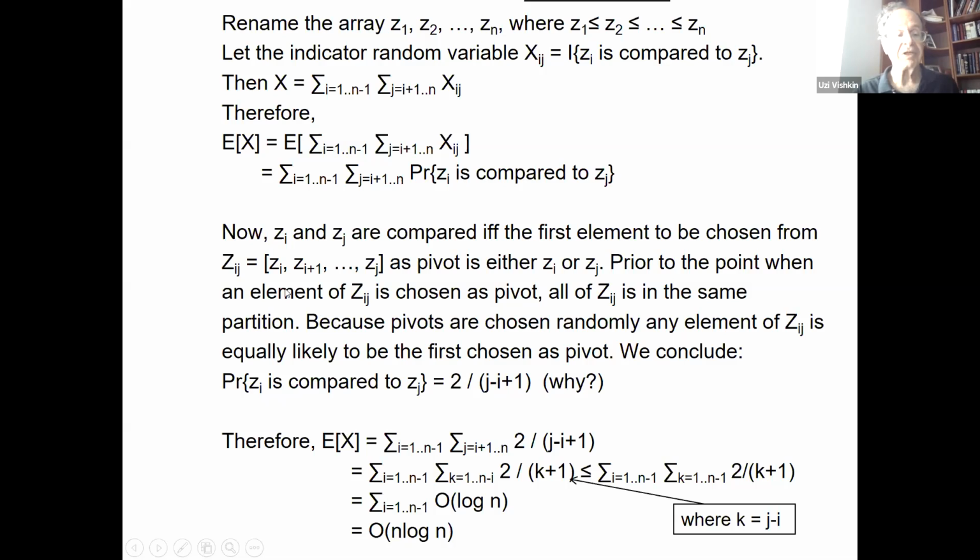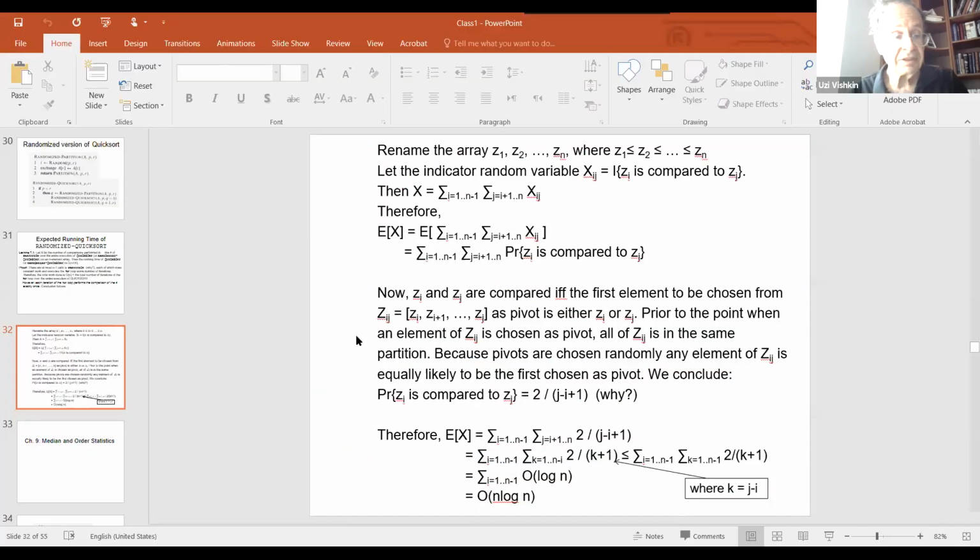Why 2? Because only in the case where Zi or Zj are first chosen as pivots is there a comparison between Zi and Zj. In the remaining cases, somebody else will be chosen as a pivot, and for that reason, in the other cases, there will be no comparison. Okay. So now we are going to take this.